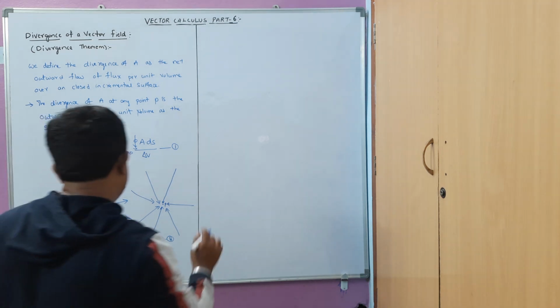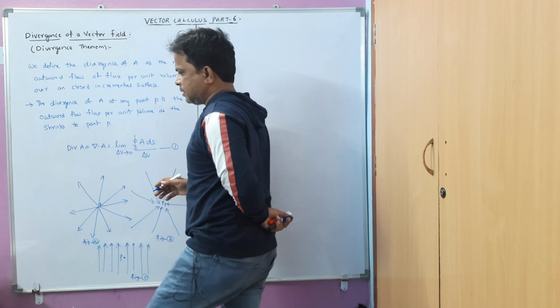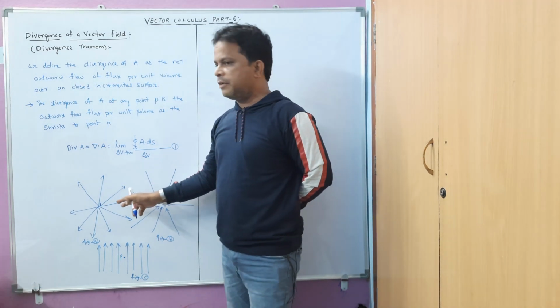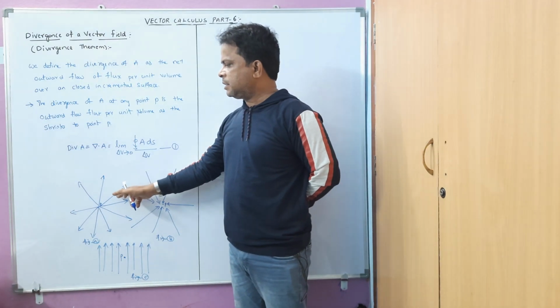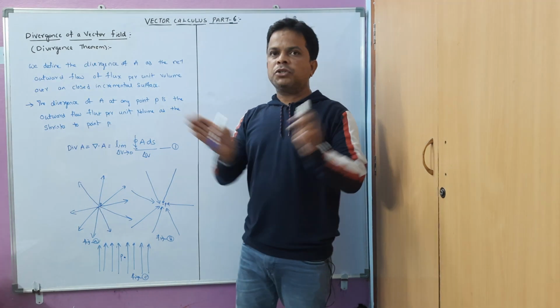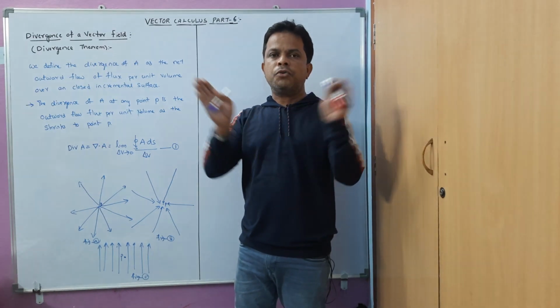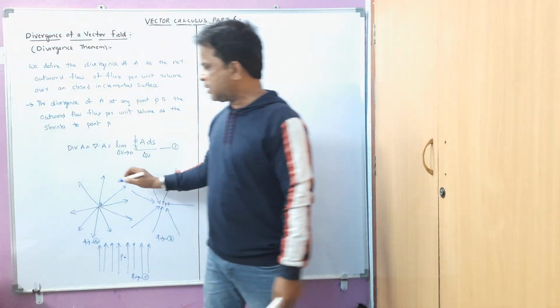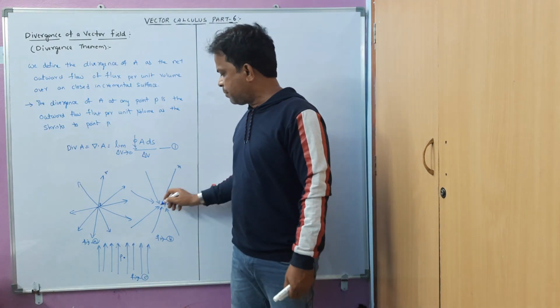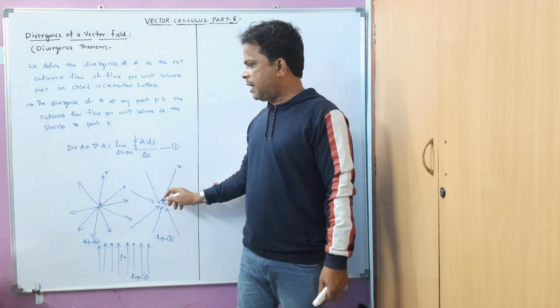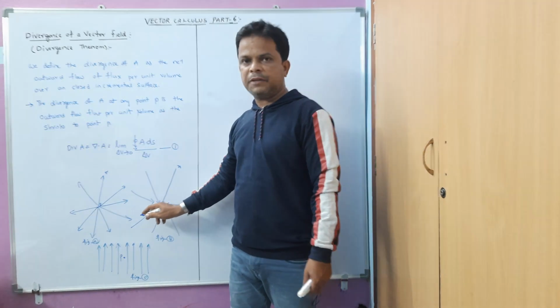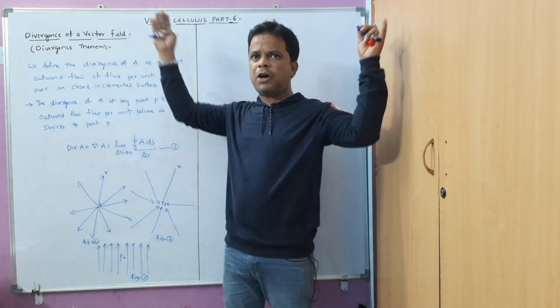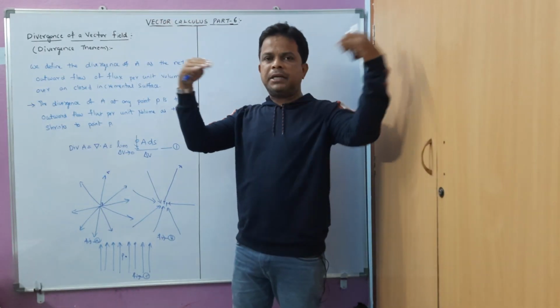Now you can see that figure A shows that the divergence of the vector field at point P is positive, that is, the flux is going outwards. In figure A, all these are flux lines. A vector field has a negative divergence in figure B because all the flux lines from the outside are coming to a particular point.